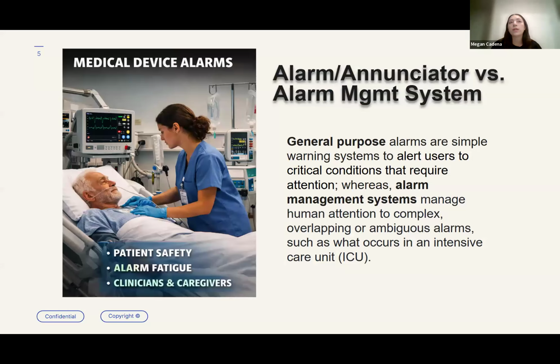One thing we do want to highlight here is the difference between an alarm, a general purpose alarm, an annunciator, versus an alarm management system. General purpose alarms are simple warning systems to alert users about a critical condition that requires attention. Whereas an alarm management system manages the human attention to complex, overlapping, or even ambiguous alarms that can occur in intensive care units and other clinical settings. This is important because it's the prioritization and the reporting in different state systems that this system is managing.